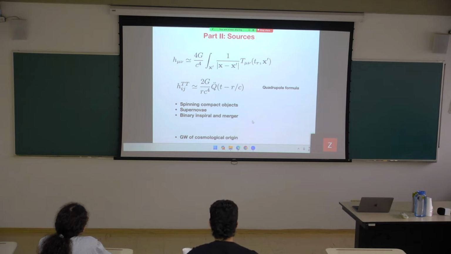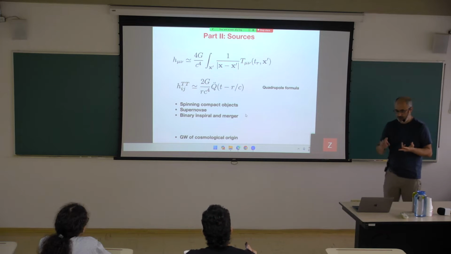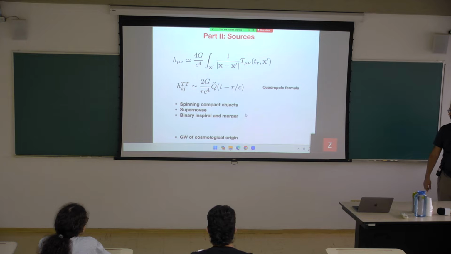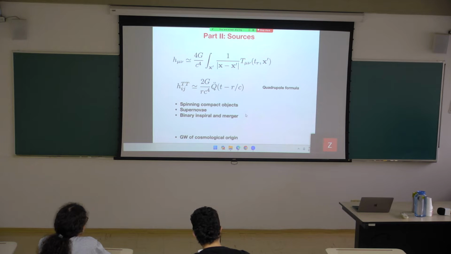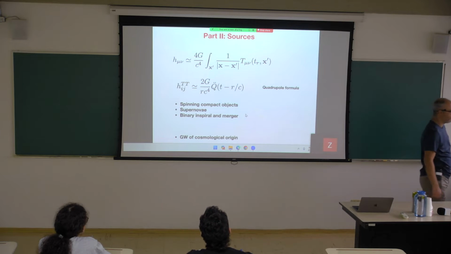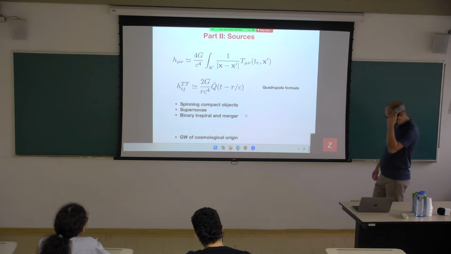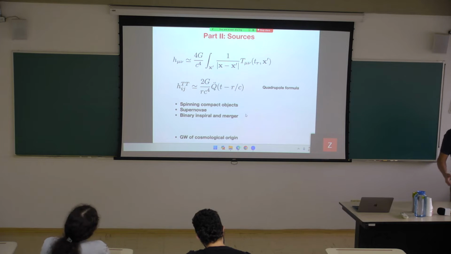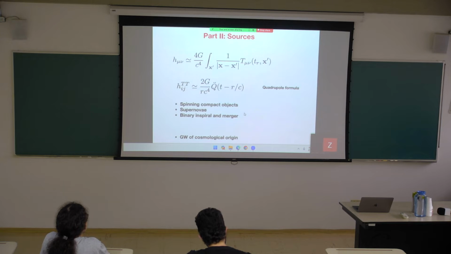The sources we will be considering today are spinning compact objects, supernovae, binary inspirals, and then in the end, something completely different, the background of cosmological origin, for which we can't use the quadrupole formula because the source is not localized, it is everywhere. We will deal with that in due time. Now I should start from the binary inspiral mergers, because historically they were the first to be detected, and they are also most of the sources. But I'm afraid if I start with that, I will never get over it, so we start from the spinning objects and from supernovae. So at least I know that I will do that.